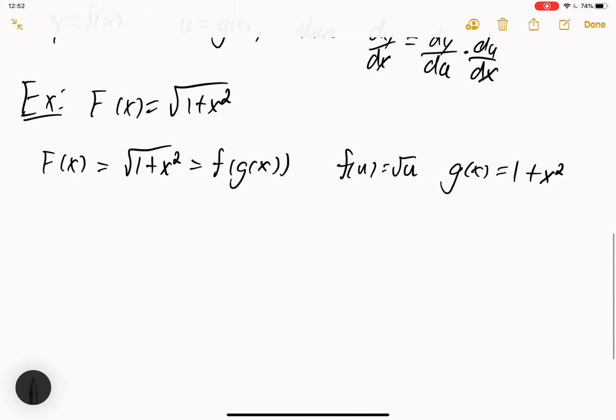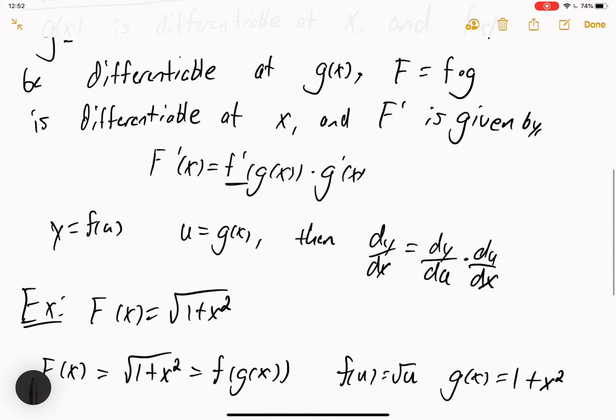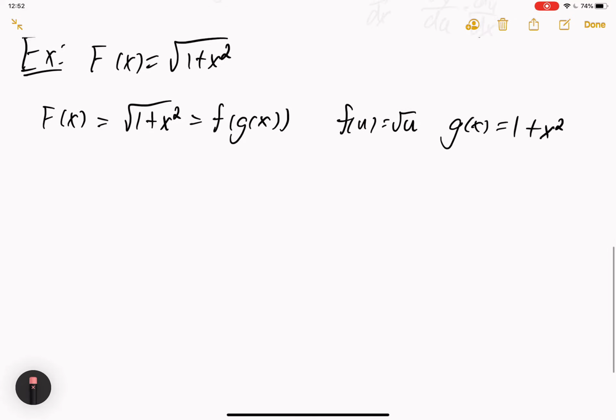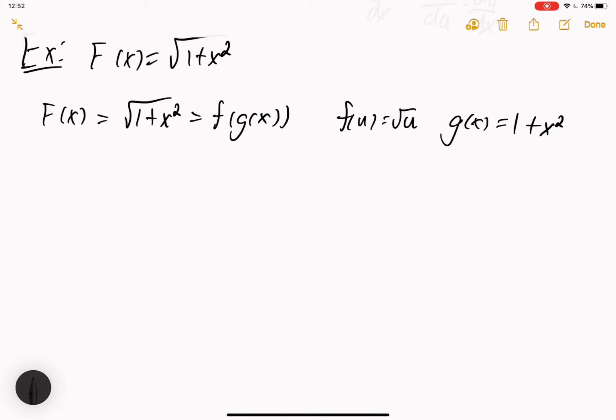So, again, for this formula, what we need is f prime of u, and we need g prime. So let's go find f prime real quick. Remember, f prime of u is going to equal u to the 1/2. We've already done this before. Bring down the exponent 1/2 and subtract 1 to get negative 1/2. Then g prime of x, we just take a derivative here. We just get 0 plus 2x, so we just get 2x.